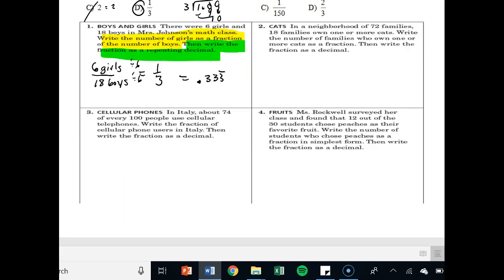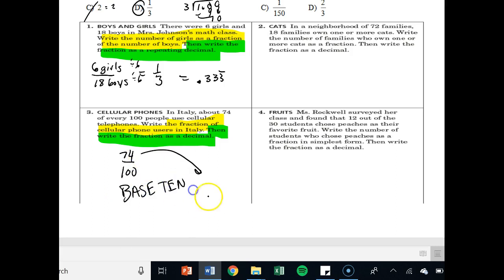And number 3, it says cellular phones in Italy. 74 out of every 100 people use a cell phone, right? Write the fraction of cell phone users in Italy, okay? But then write the fraction as a decimal, okay? So we've got 74 out of 100, right? And guess what? This is base 10. Write it in big, bold letters at the bottom. It's base 10. Because it's base 10, all we get to do is say 0.74. Boom, we're done.